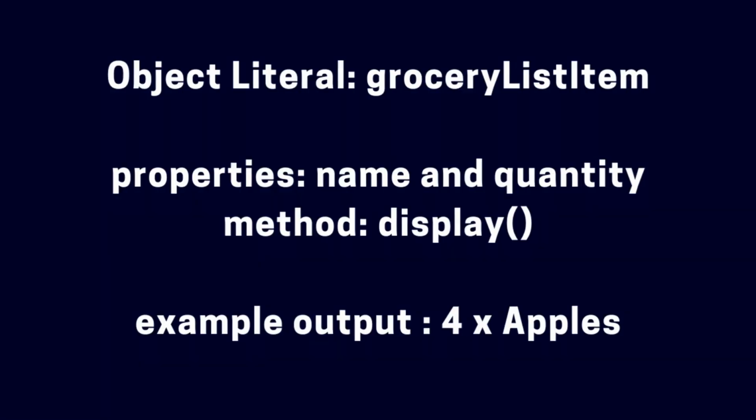To help reinforce this concept, your exercise is to create a simple JavaScript object literal representing a grocery list item. This object should have the properties of quantity and name, along with a method display that logs the quantity and the name to the console in this format.